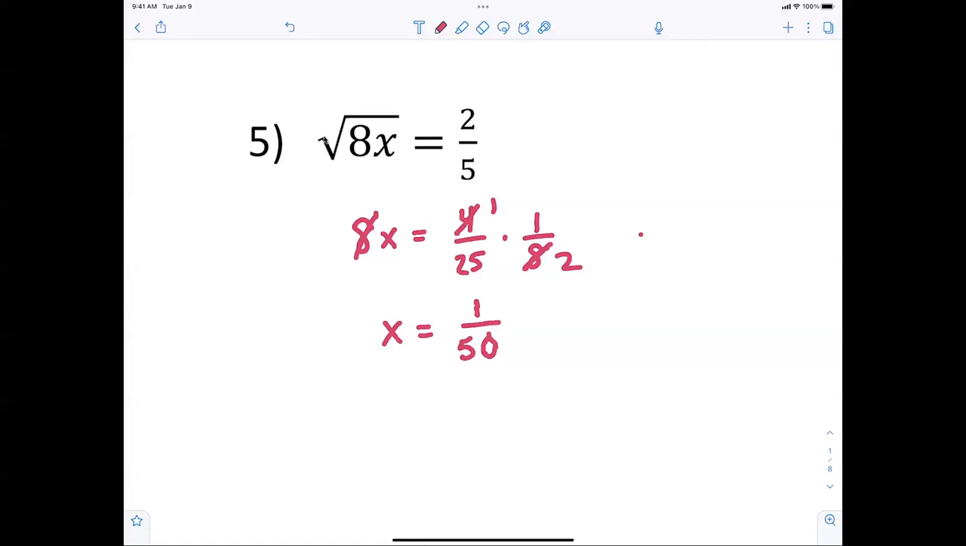Anybody have any issues so far? What? Come on. You're in math class. What's the problem here? I don't understand, you said just square everything. Yes. I squared 8x and I got 64.